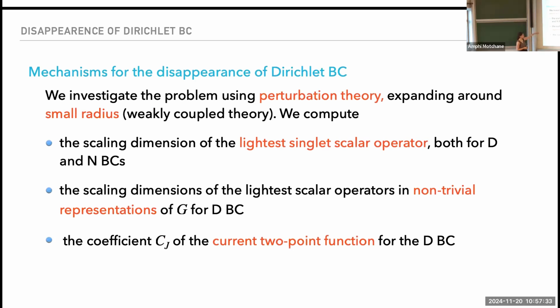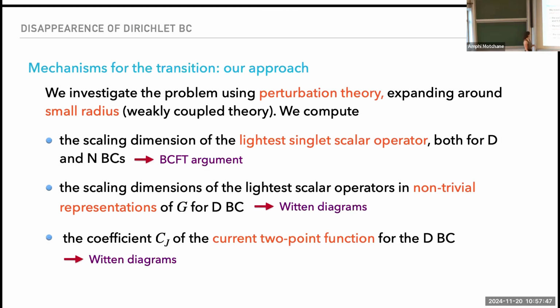And then we computed the scaling dimension for the lightest scalar operators in any other representation for the Dirichlet boundary conditions. And finally, we computed the coefficient of the current two-point function for the Dirichlet boundary conditions. And we did the first computation with a BCFT argument that I will explain to you in a moment, and the other two with direct computation with the diagrams. Computing this quantity, we computed again the first point for the Dirichlet boundary condition, and we found a match.